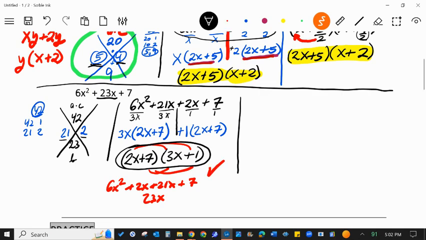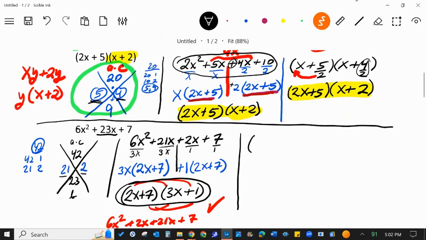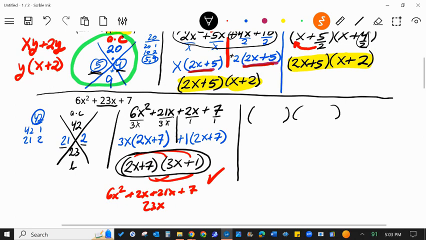Okay, let's take a look at using the other method. So I'm going to set up the parentheses, and I'm going to put x and x automatically. And then I'm going to put the two numbers, 21 and 2, or 2 and 21, doesn't matter. And now I take the coefficient of the first term, the x squared term, or the a, and I'm going to divide by that a. So I'm going to divide just the number part by the 6.